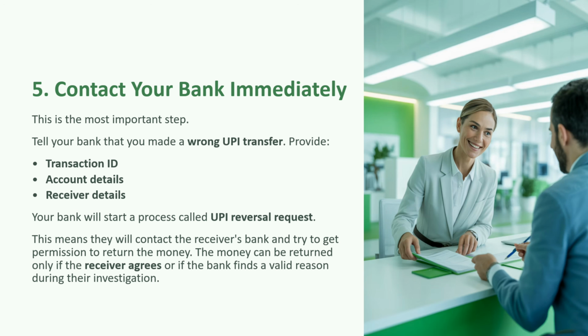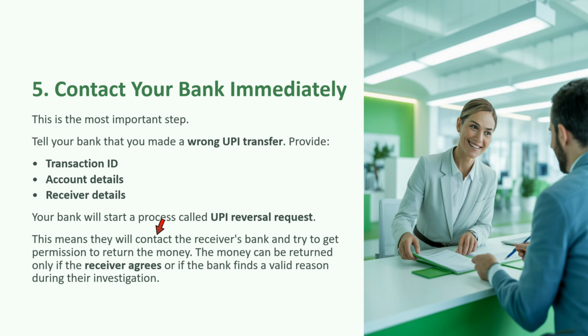Next, you have to contact your bank immediately. This is the most important step. You have to tell your bank that you made a wrong UPI transfer, and you have to provide the transaction ID, account details, and receiver's details. Your bank will start a process called a UPI reversal request. This means they will contact the receiver's bank and try to get permission to return the money.